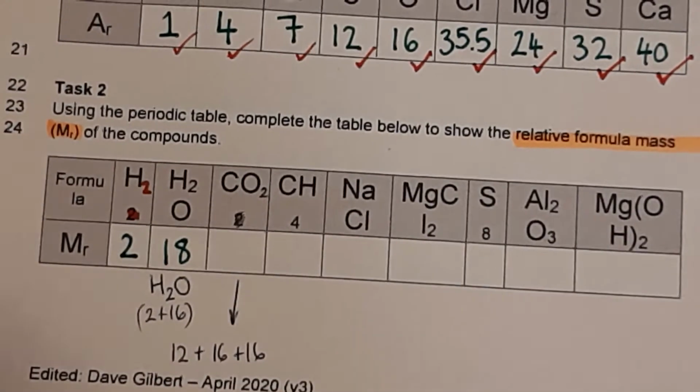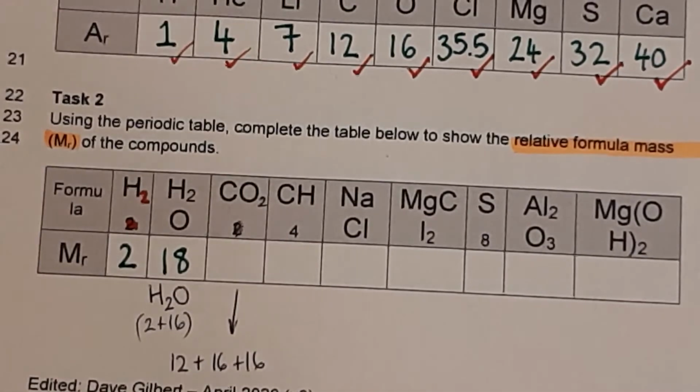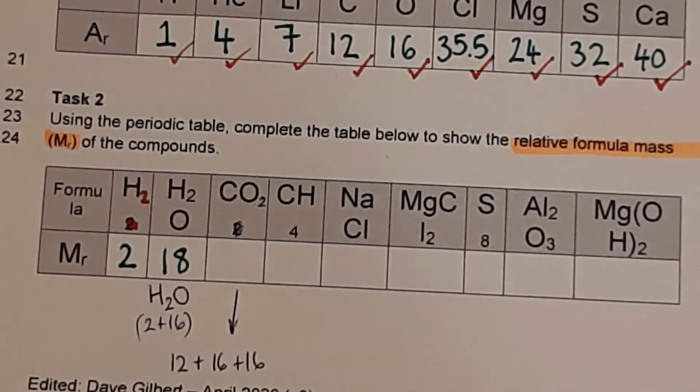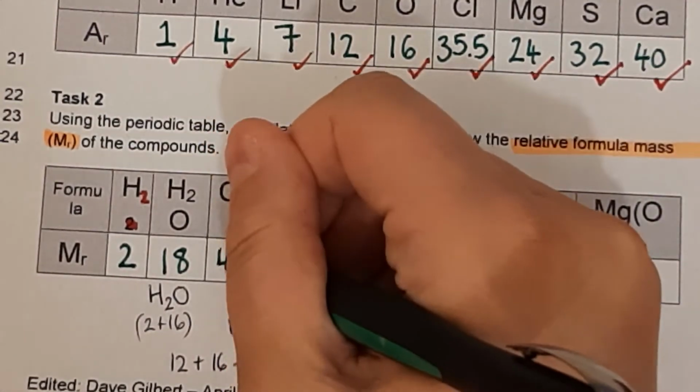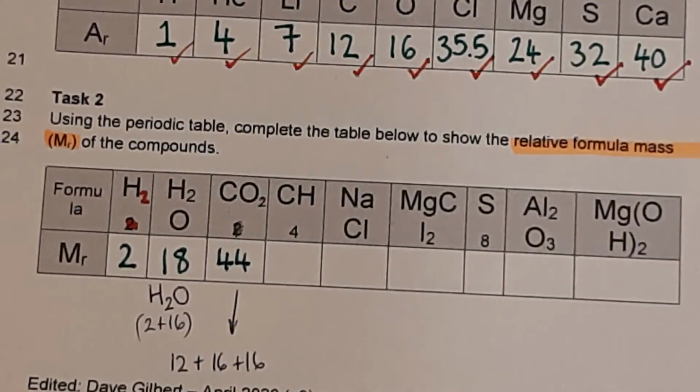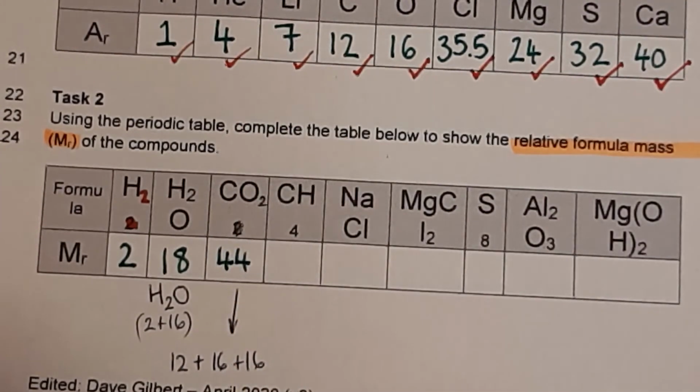And the good news is that in science, you are always allowed a calculator. So feel free to use a calculator to do that if you're not confident with your maths. Otherwise, you can just carry on. And so you should be able to add that up, and the number here is 44. Now these do get gradually trickier, so I'm going to go through what each of these is.